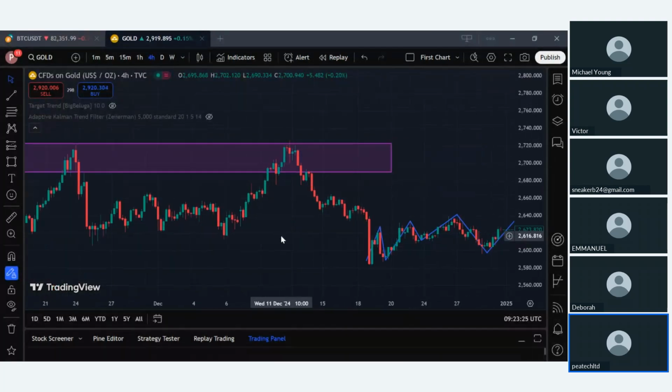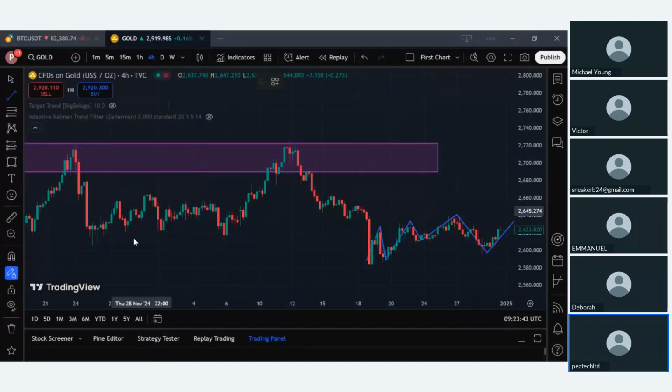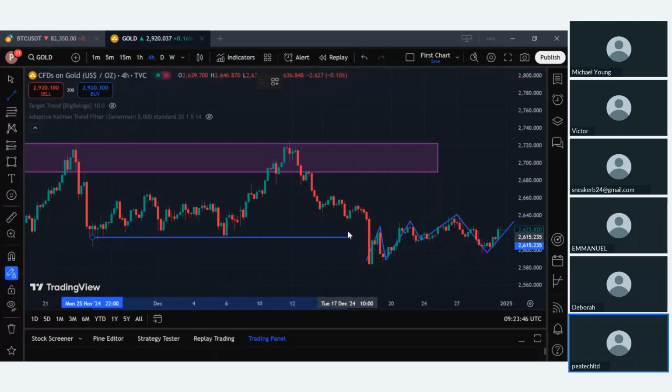So when we identify it like this, what we are going to do is put our entry at this zone, or we wait for it. When it gets here, we take our entry. When we put our entry at this zone here, we are going to be targeting this bottom zone as our take profit. So you are going to be targeting this downside as your take profit, right?